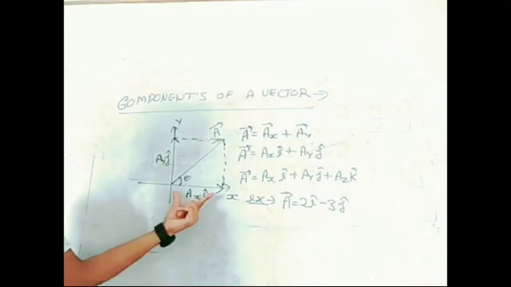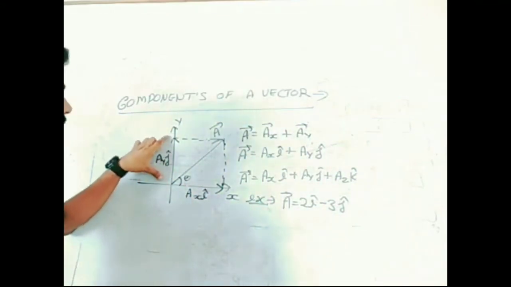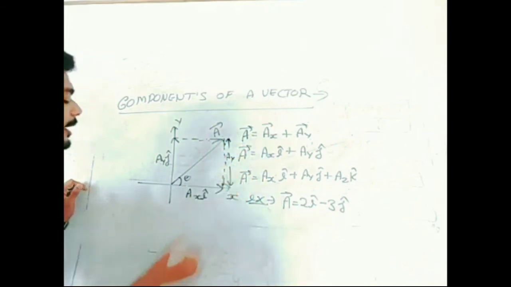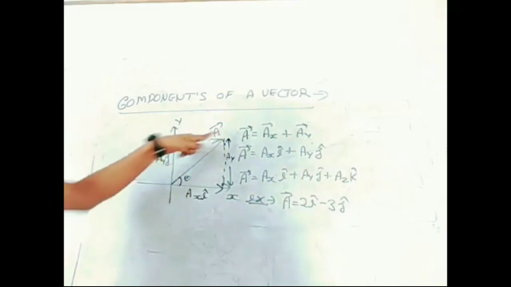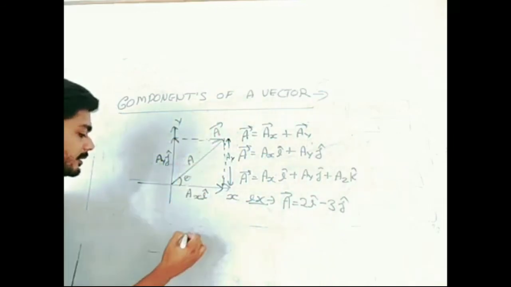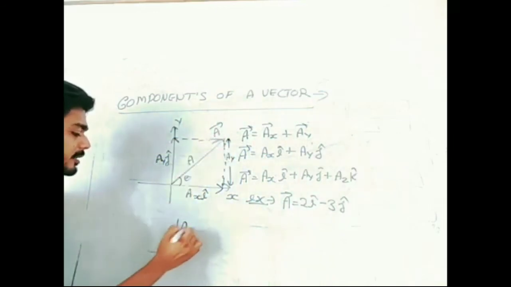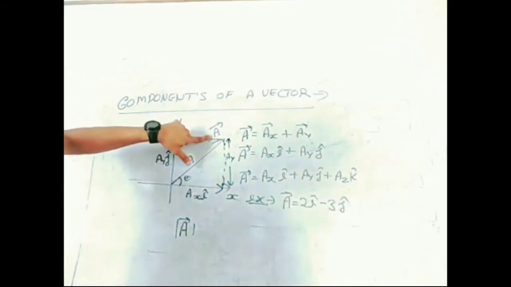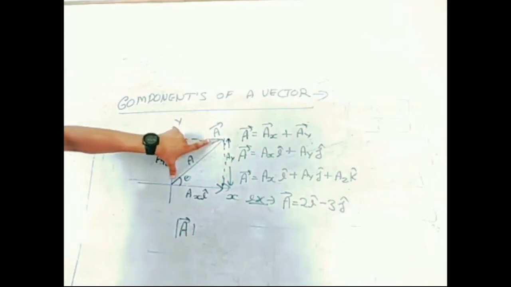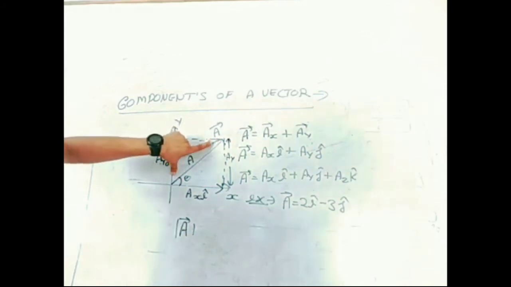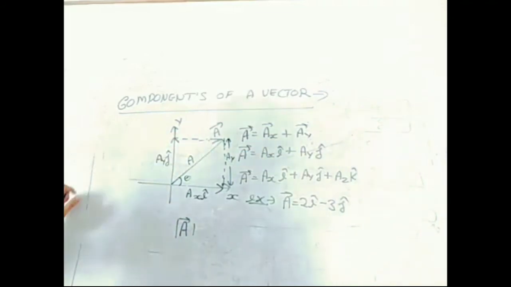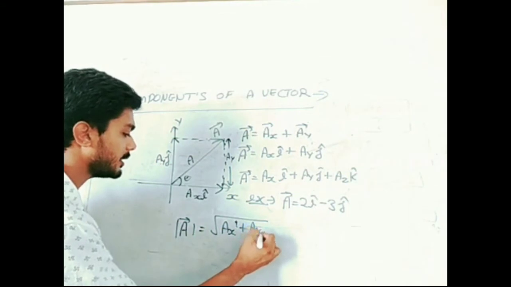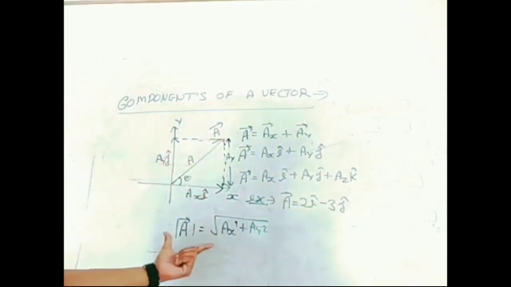Suppose students, this is the ax and this is the ay. If this is ay, then this length will also be ay. And if you apply the Pythagoras theorem, you will get the length of the diagonal, which is called the magnitude of A. The length of the vector is called magnitude, and the head gives the direction. The length of this vector A is called magnitude, and it can be obtained using the Pythagoras theorem. Pythagoras theorem says perpendicular square plus base square is the hypotenuse square.